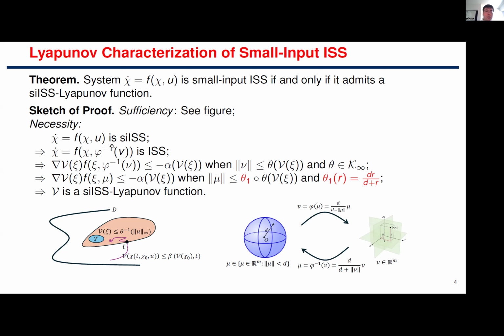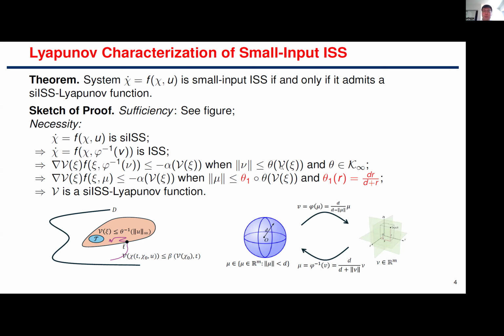So if we consider V as the noise, as the input for this dynamical system, we find that if the original system is small input ISS, after the reparameterization, the dynamical system is ISS. So if the dynamical system is ISS with respect to the input V, we can always write down the ISS Lyapunov function, right? As I mentioned in the last slide.